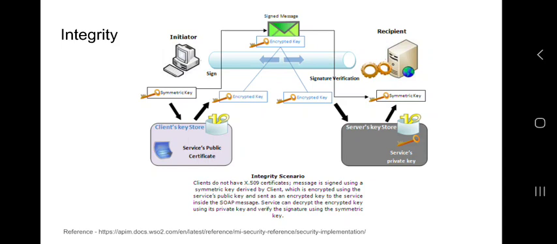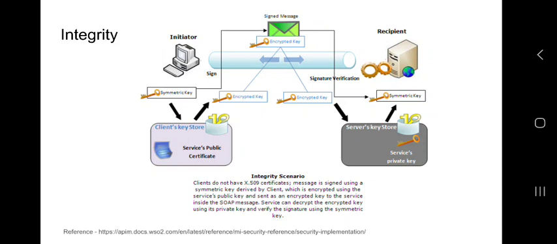So the message is signed. Now you sign a message using the symmetric key. So you have that symmetric key. So that symmetric key needs to be accessed on the recipient side to make sure that signature is valid. But now you cannot send this particular symmetric key as plain text or in a visible manner over the wire. So how do we protect that? So that's where the recipient's public certificate will be used to encrypt that symmetric key on the SOAP side.